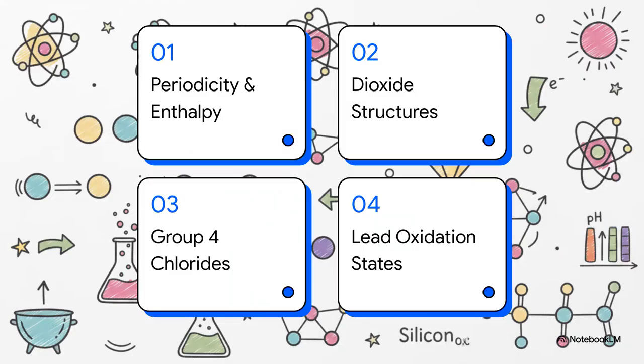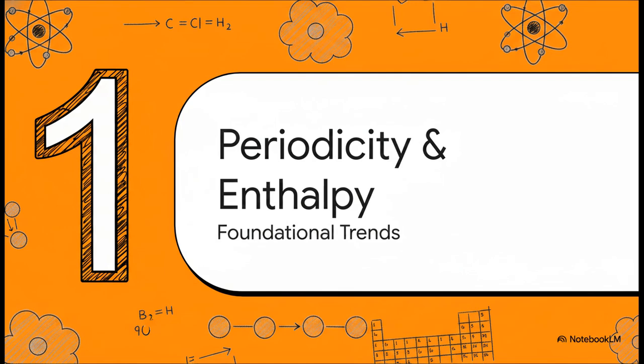Okay, here's our blueprint for the session. We'll be looking at periodicity and ionization enthalpy, comparing dioxide structures, group 4 chloride behaviors, and finally, lead and oxidation states. Let's just get straight to it. Section 1. Periodicity and ionization enthalpy, foundational trends.